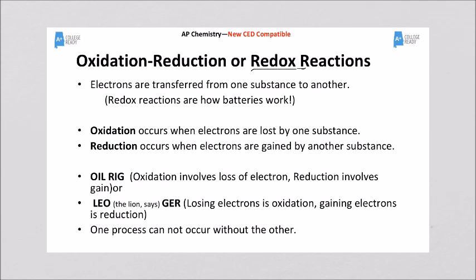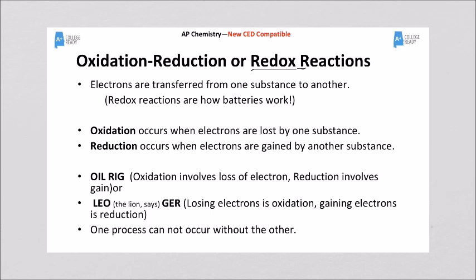This is a different kind of reaction where electrons are transferred from one substance to another, and that is really what's happening inside batteries. A chemical reaction occurs that causes the production of electricity, that flow of electrons. That will be studied in more detail in Unit 9.